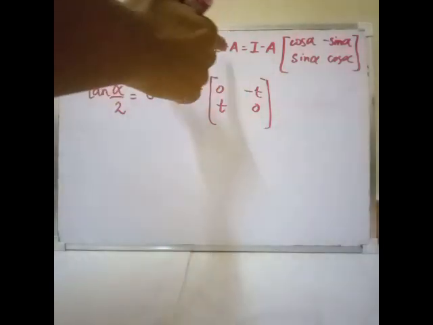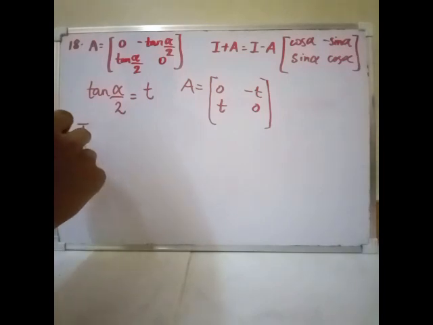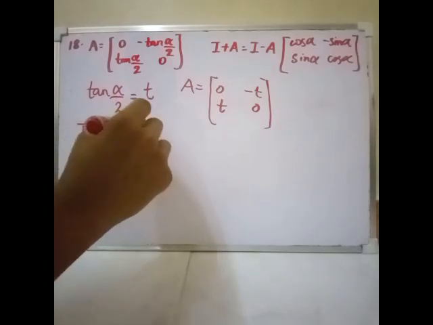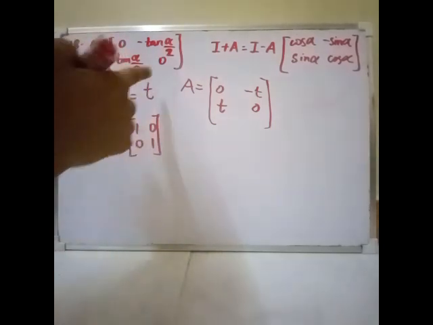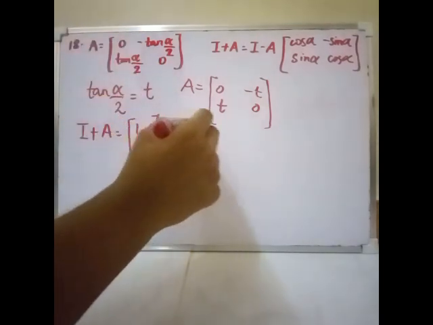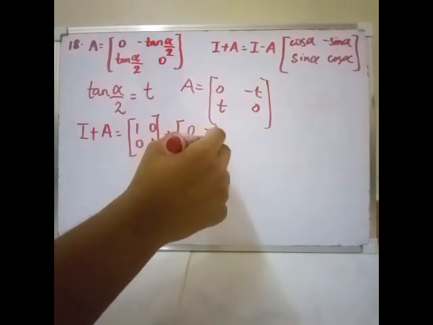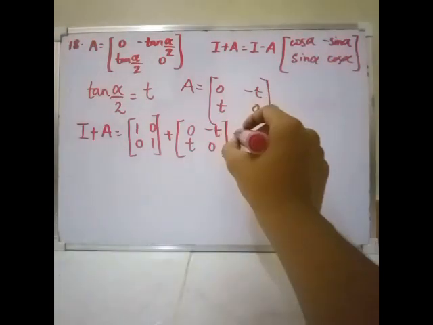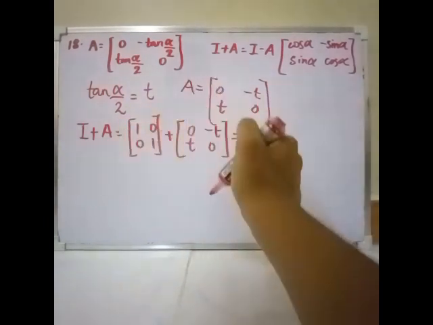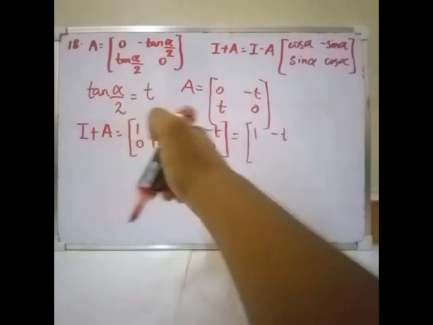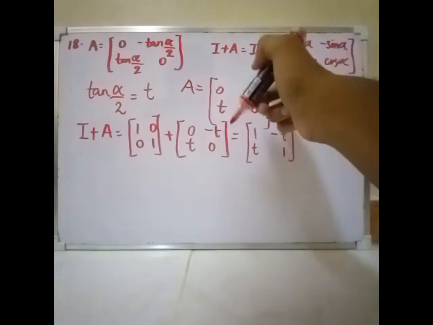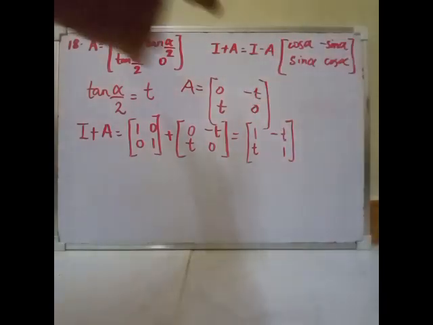Now we have to find out A plus I. So I plus A or A plus I would be whatever, I is the identity matrix, but it has to be of the same order. This is a 2 by 2 matrix, so this also is a 2 by 2 identity matrix. So writing A, now just add them. 1 plus 0 is 1, 0 minus t is minus t, 0 plus t would be t, and 1 plus 0 would be 1.